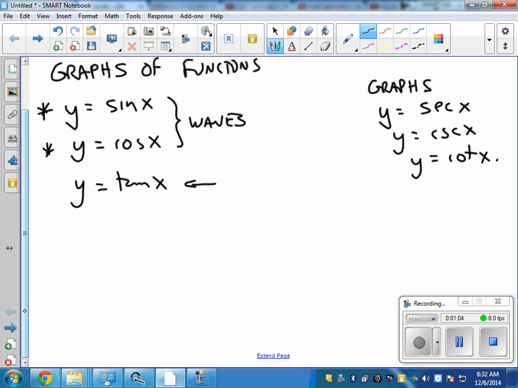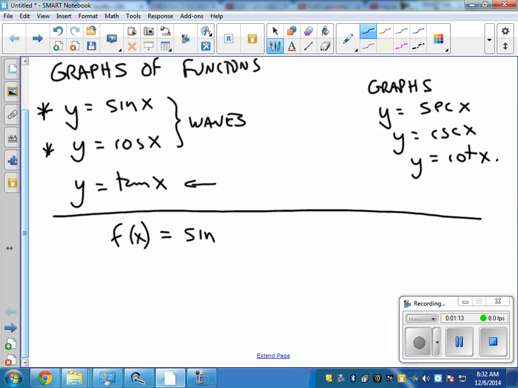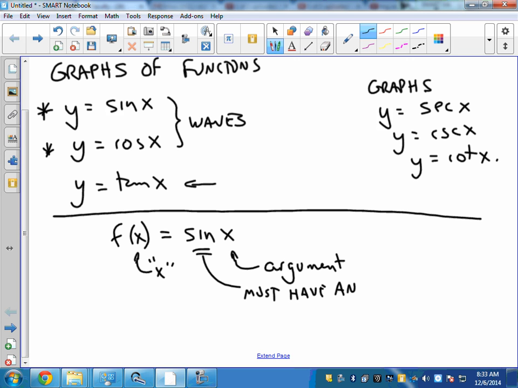Now, as we start to approach this, we need to remember that whenever you're talking about a function, let's take the sine function to begin with, the variable x is called the argument. And for all trig functions, this argument must have an angle as the independent variable.